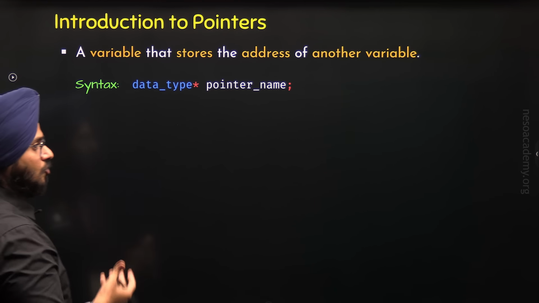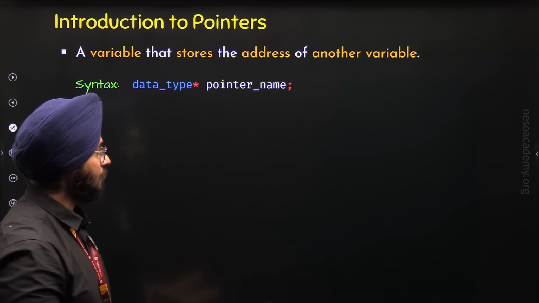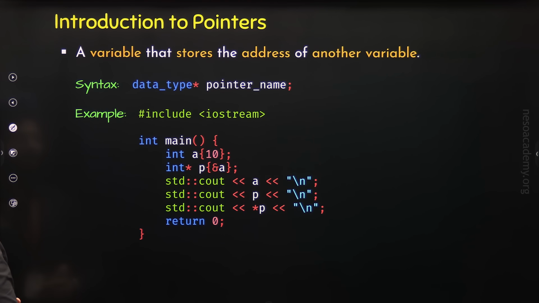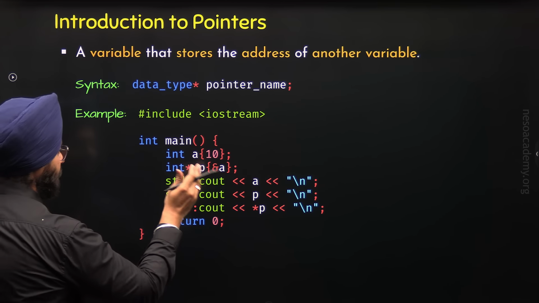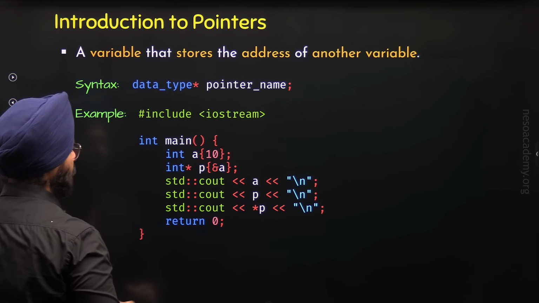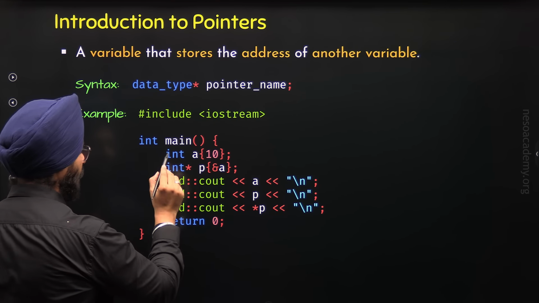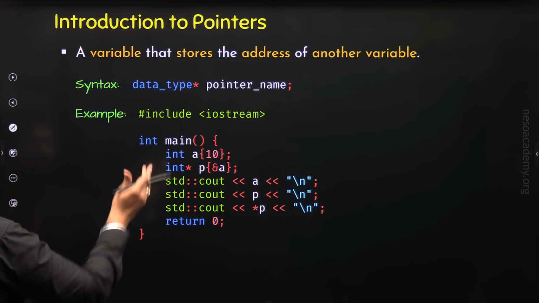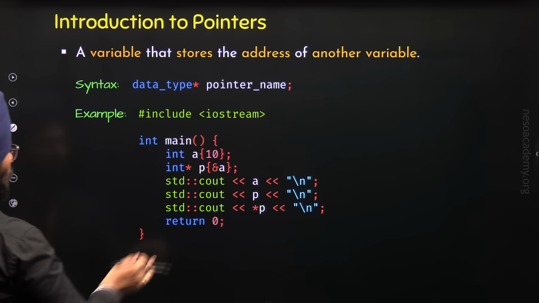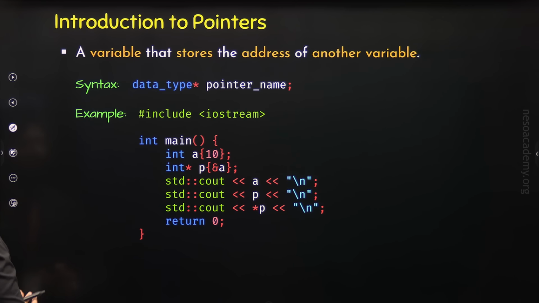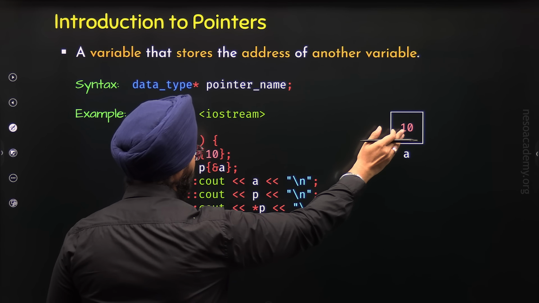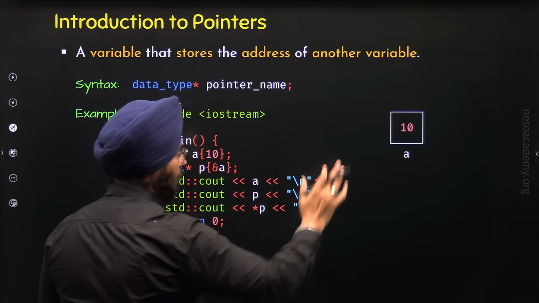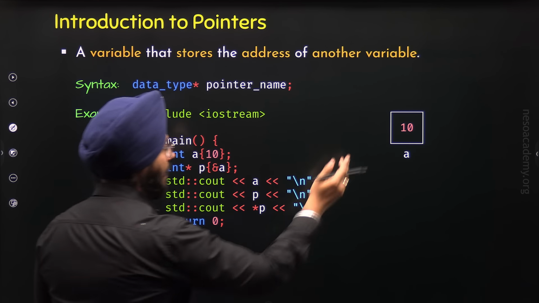Now let's understand through an example program how to use pointers in C++. Here is the example C++ program. Here I have included the iostream header file because I am using std::cout. Inside this main function, I have defined variable a of type integer with value 10. This variable is a normal variable and it is holding value 10. So we can imagine a box like this which is holding value 10 and a is the name of this box. This is how you can imagine a variable.